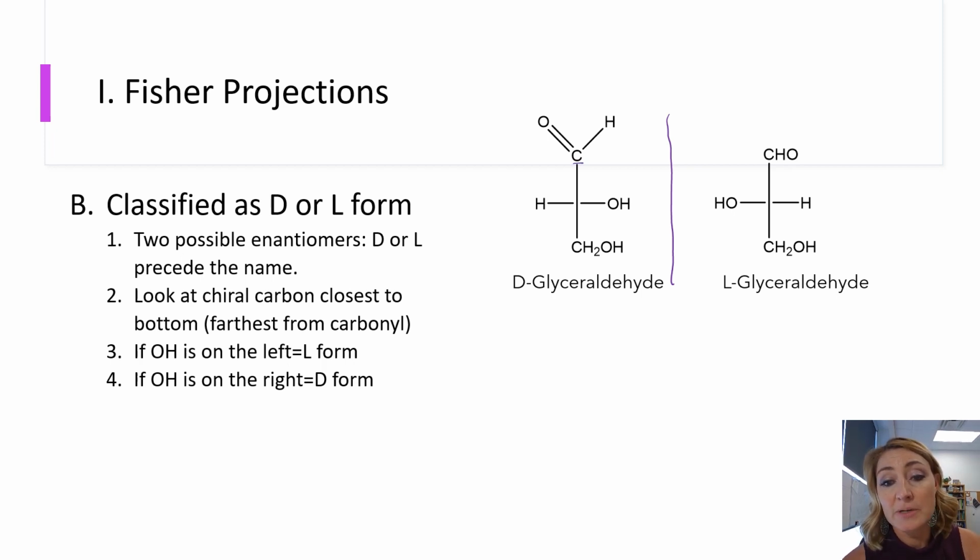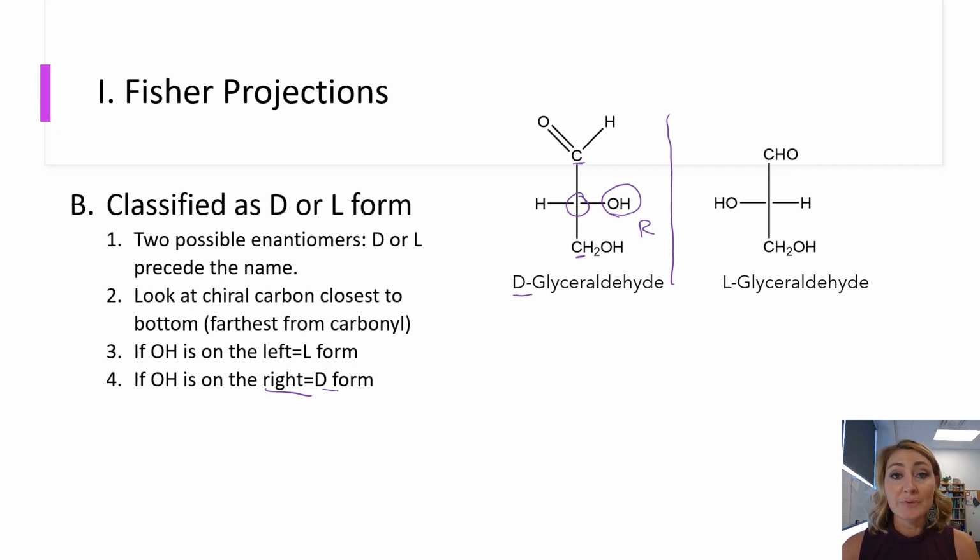So here's my carbonyl. Okay, this is the only chiral center I have. It's the furthest one away. This 3rd carbon is not chiral, so we won't look at that. So we look at that carbon closest to the bottom. If the OH group is on the left, then it would be the L form. If it's on the right, it's on the D. So here we have the OH group is on the right-hand side, so we would classify this as being D-glyceraldehyde.